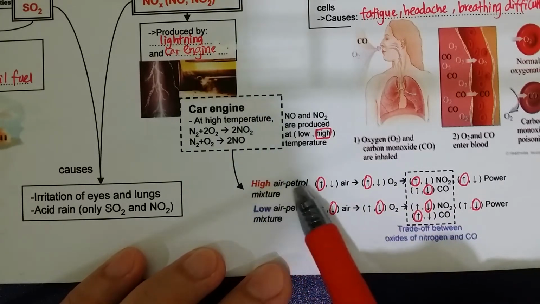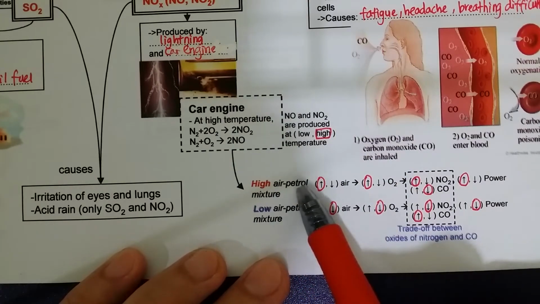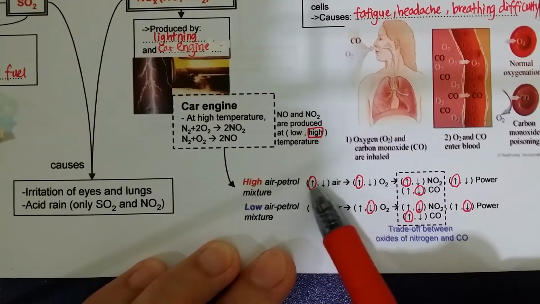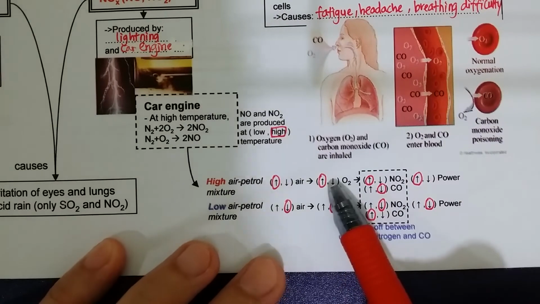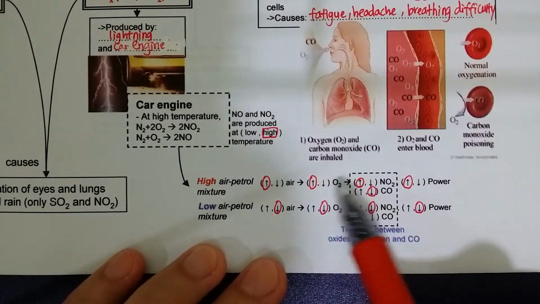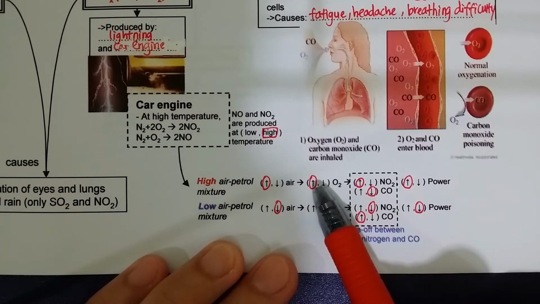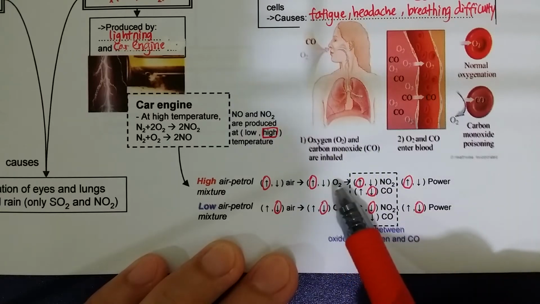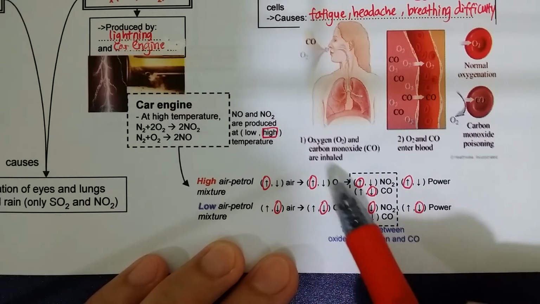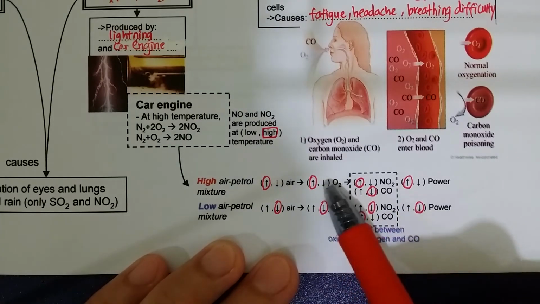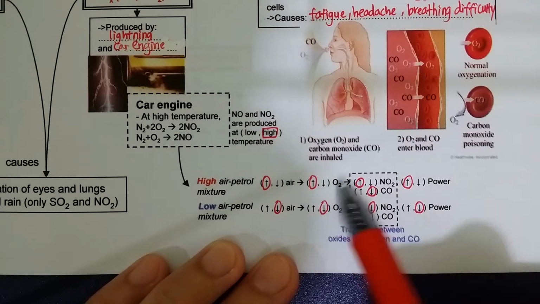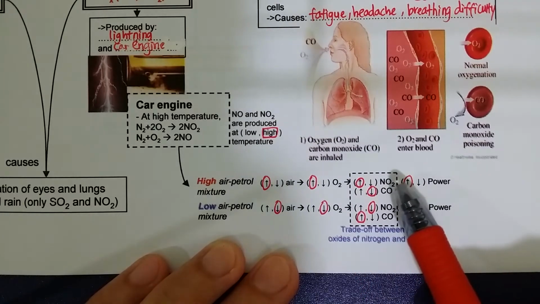Now let's look at high air petrol mixture. That means a lot of air, less petrol. A lot of air means a lot of oxygen, which means that the combustion would be at a very high temperature, because a lot of oxygen means that the combustion would be very intense. So the engine would be at a very high temperature, meaning that a lot of nitrogen dioxide will be produced, because nitrogen dioxide is produced at high temperature.